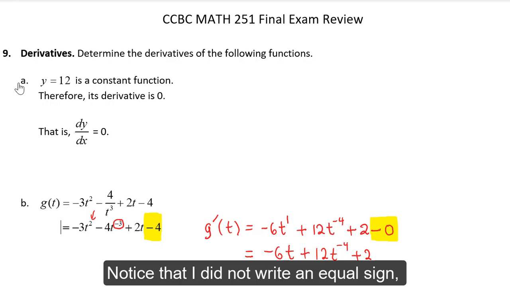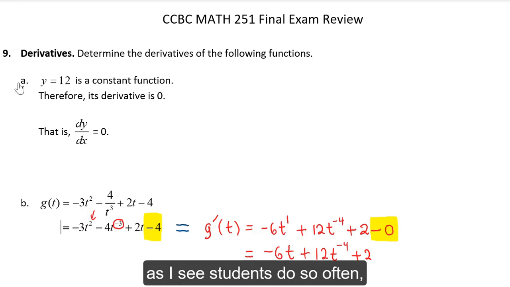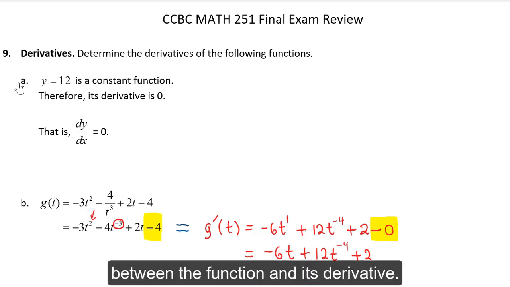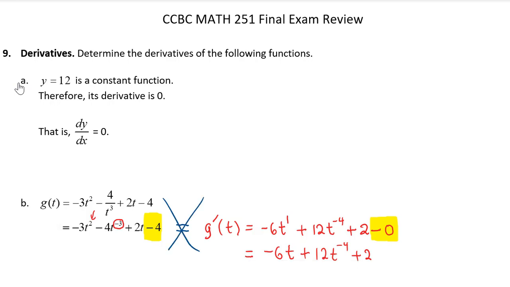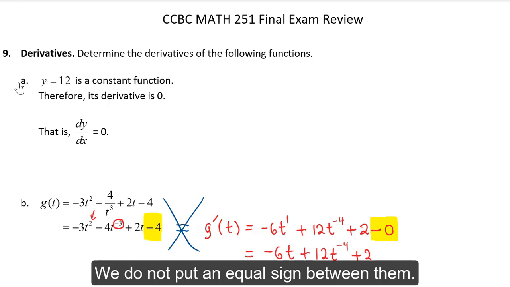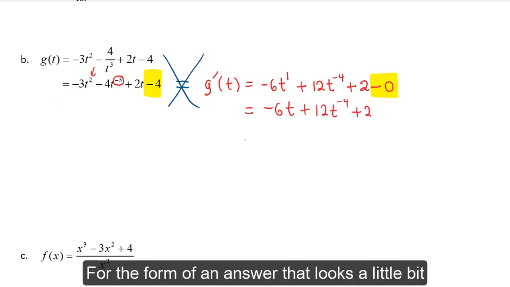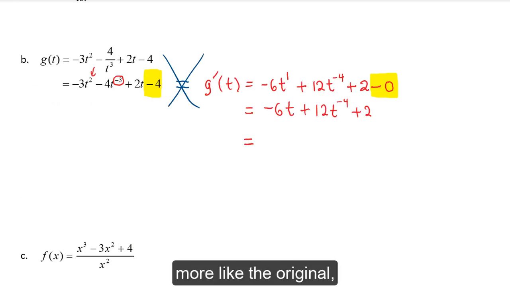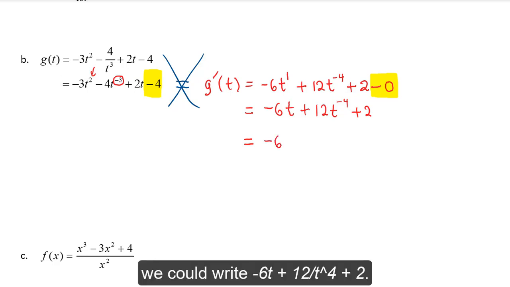Simplifying, we write negative 6t plus 12t to the negative 4 plus 2. Notice that I did not write an equal sign, as I see students do so often, between the function and its derivative. They are not equal. They are two different functions. We do not put an equal sign between them. For a form of an answer that looks a little bit more like the original, we could write negative 6t plus 12 divided by t to the positive 4 power plus 2.